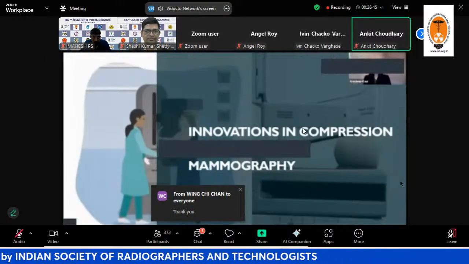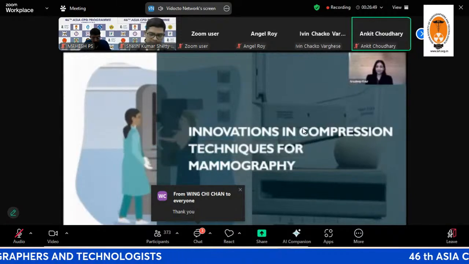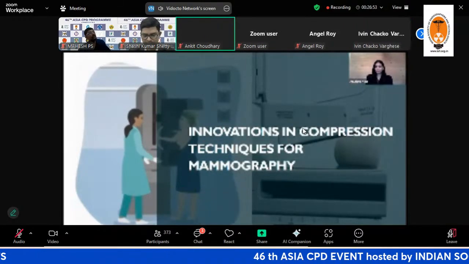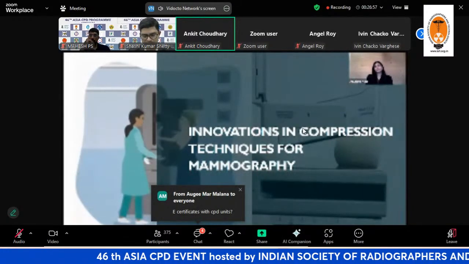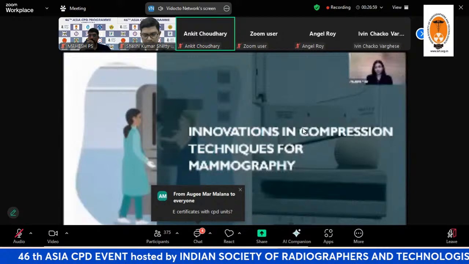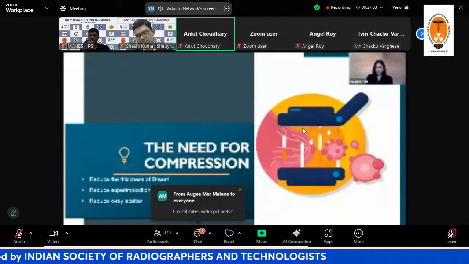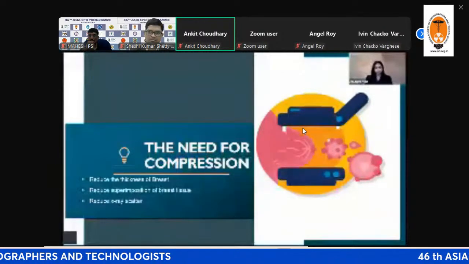I welcome you all to the 46th CPD happening in India, online this time. My topic for today's presentation will be the innovations in the compression techniques for mammography. As you know, mammography requires a certain compression, and first of all, we need to understand why we require this compression.